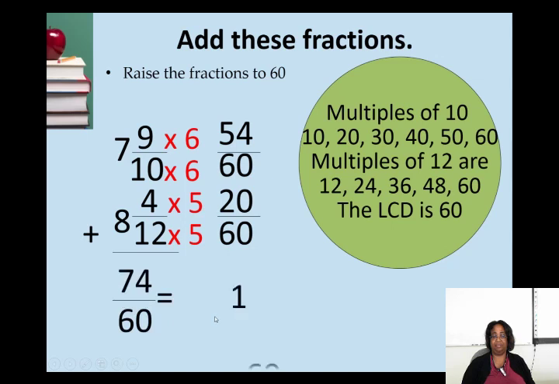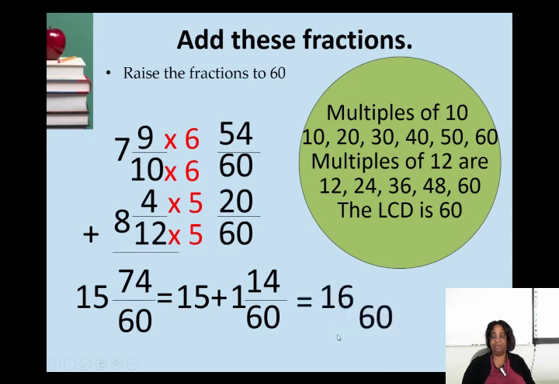My whole number is going to be 15 in this case. So 60 goes into 74, 1 and 14/60. 8 and 7 is 15, so that's my whole number. I'm going to add that whole number to this mixed number, and I get 16 and 14/60.